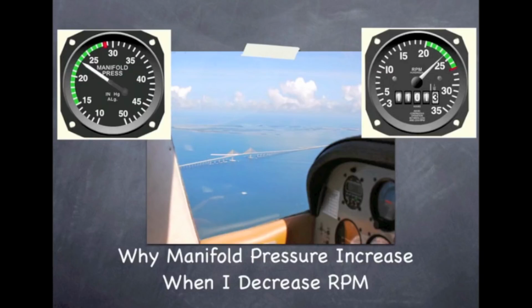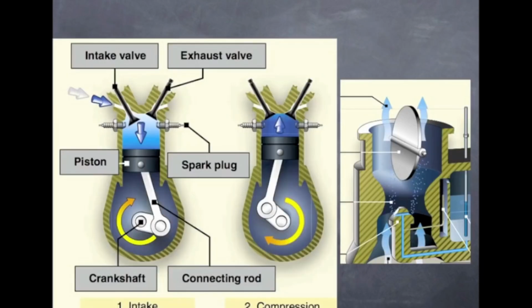Now let's go back and review the manifold pressure and what the manifold pressure is reading. Again, looking at our cylinders and looking at our carburetor and our intake, let's take a look at how we're reading that manifold pressure. Again, the manifold pressure is the absolute pressure in the intake manifold.